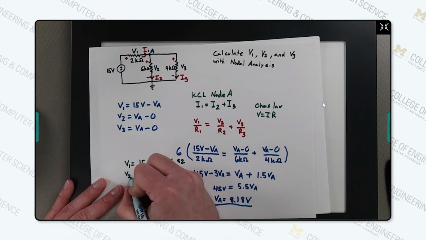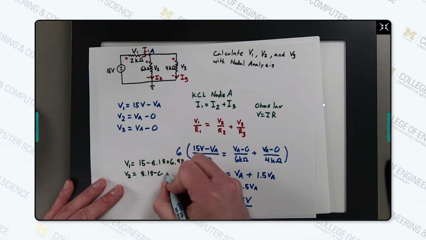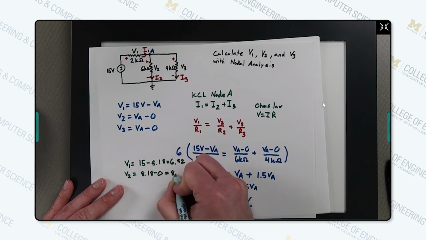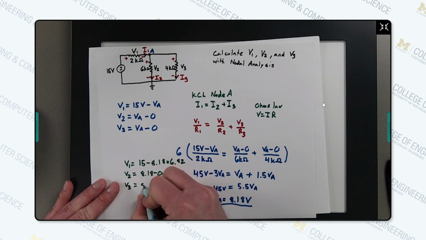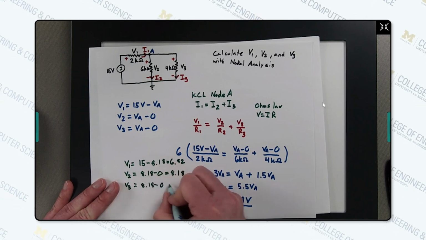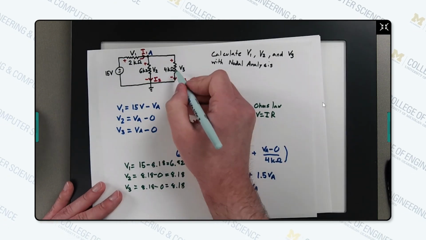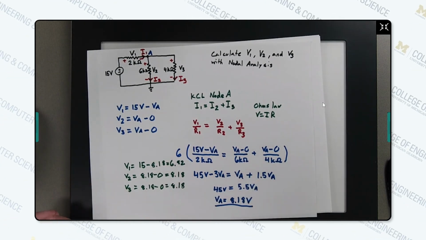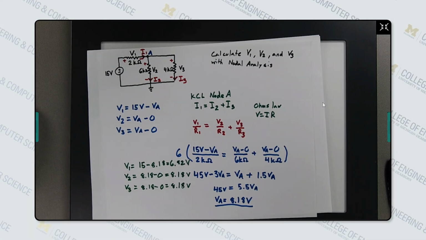V2 equals 8.18 minus 0 equals 8.18. And V3 equals 8.18 minus 0 equals 8.18. These voltages are the same because they're parallel, right? Alrighty, so there are your voltages. That is V1, V2, and V3 using nodal analysis.